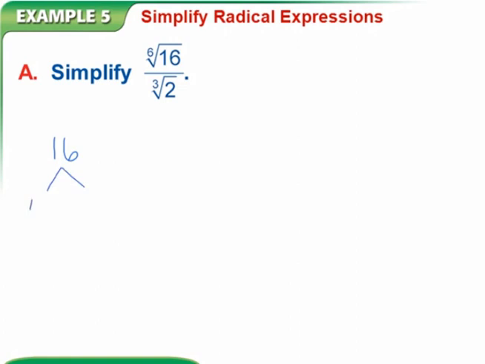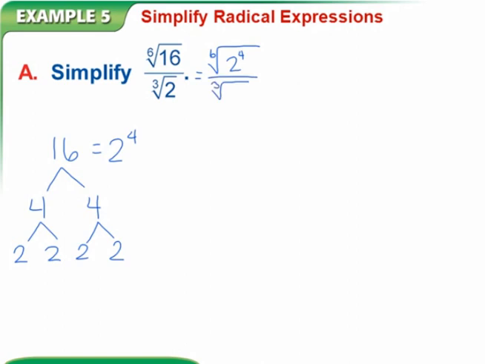And with this problem, we're going to have to do that prime factorization again. So on 16, it becomes 4 and 4, which is 2 and 2. And so that 16 is going to actually be 2 to the 4th. So let's rewrite that as the 6th root of 2 to the 4th. And then we'll just leave the denominator as it is, the cubic root of 2.